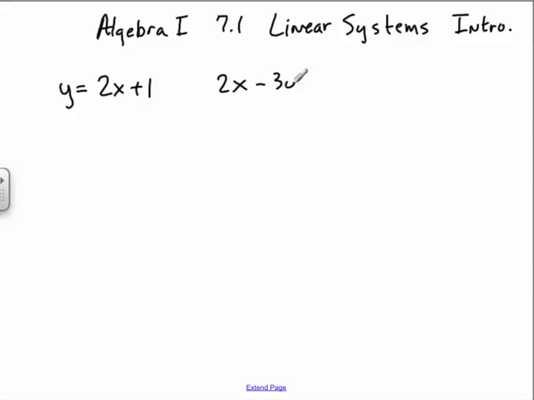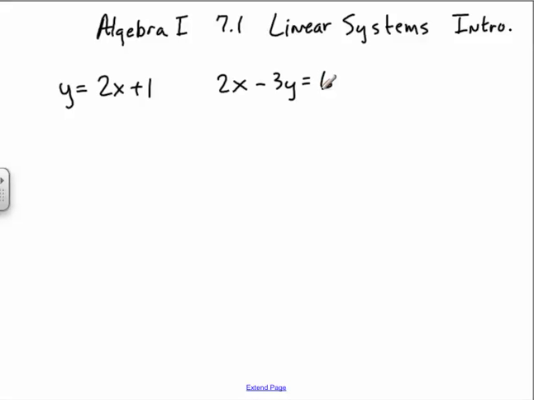2x minus 3y equals 6. Okay, that's another linear equation. Now, the thing we know about this is that when we graph these two equations, they make a line. And that line, that graph, is the picture of all of the solutions to that equation.